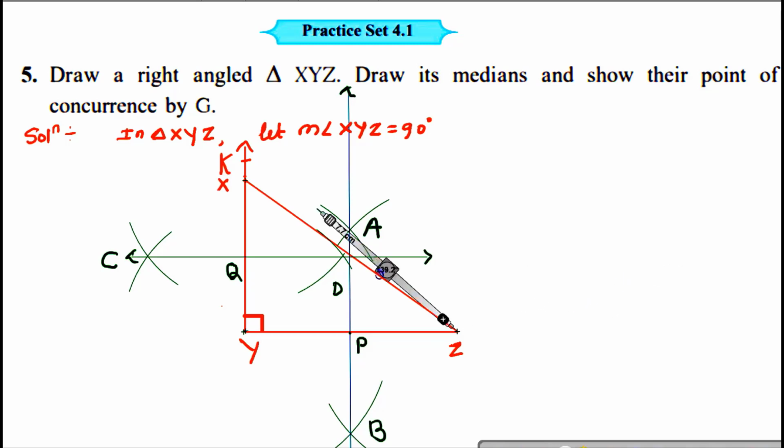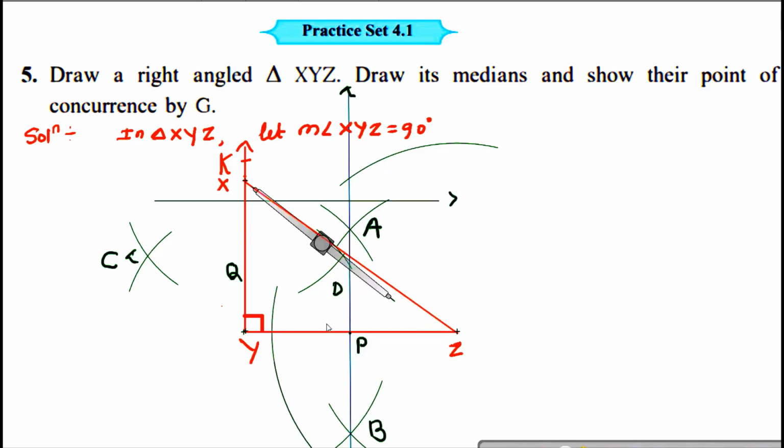Take a convenient distance in the compass, put the compass on point Z, and draw the arc on both sides, upside and the other side. Put the pointed tip of the compass on point X, keeping the same distance. Draw the arc intersecting the first. We get the 2 points of intersection.